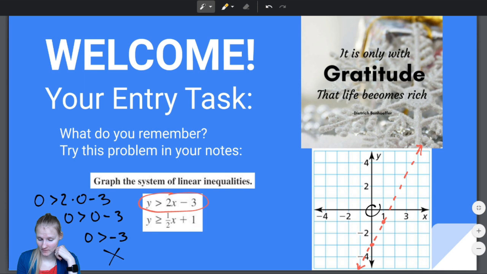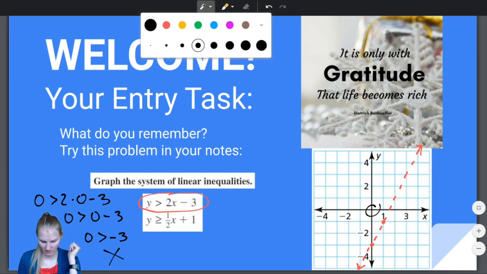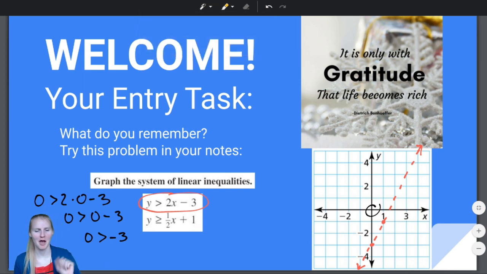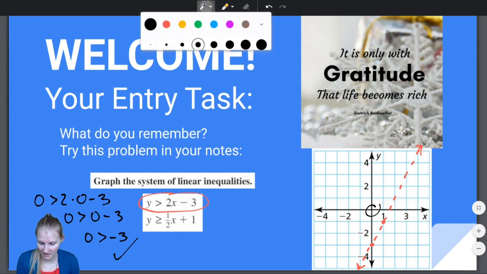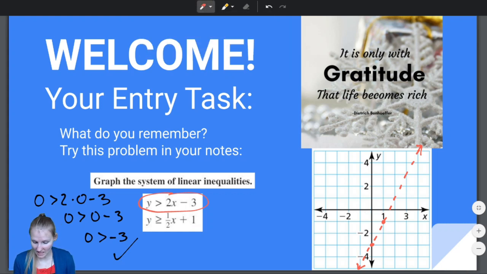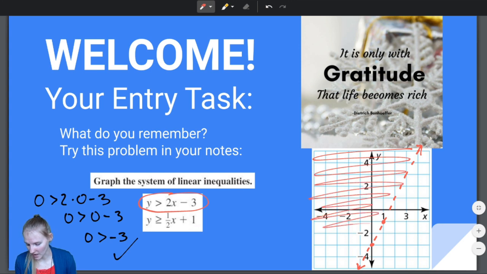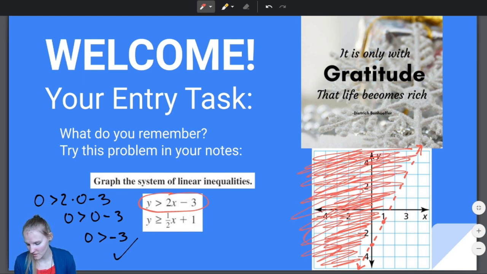No. 0 is not. Oh, wait a minute. Wait a minute, yes. I was thinking of 3. Yes, 0 is bigger than -3 because 0 is greater than any negative number. So, because it is a solution, we will shade the half plane that contains 0, 0. So everything over here gets colored in.